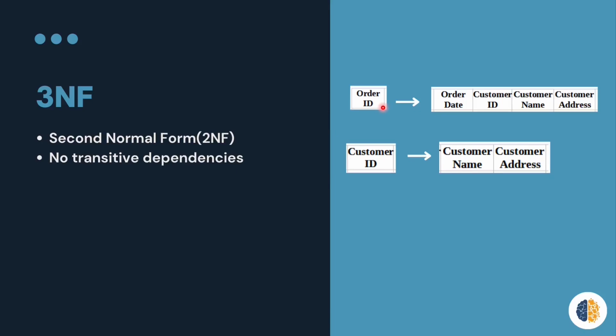In database management, we call this dependency transitive dependency. Transitive dependency is not allowed in third normal form. We have to remove that. So let us see how to remove the transitive dependency.